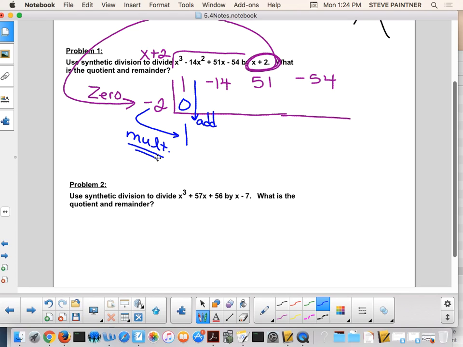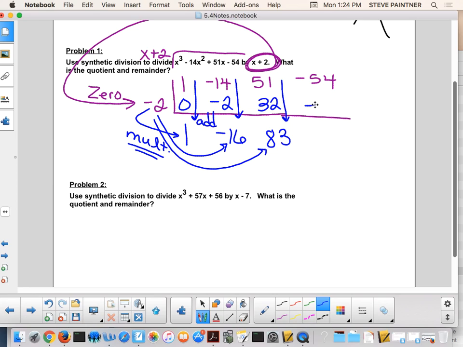So what's negative 2 times 1? Negative 2. Put it here. Now come down. What are we doing? Adding. Add when you go down. Negative 14 plus negative 2 is negative 16. Yep. Next, multiply that times that. 32, yes, 32. Add down. 51 plus 32 is 83. Okay. Multiply. Negative 166, yep. Add down.